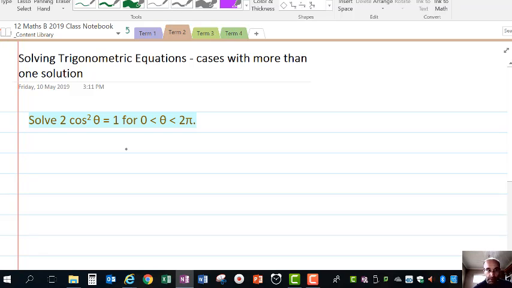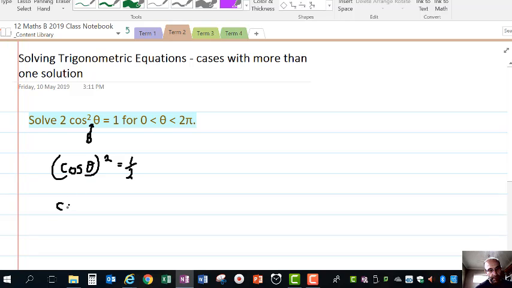Okay, so we're looking at some more trig equations now, cases that have more than one solution, or potentially more than one solution. We're solving 2 cos squared theta equals 1 for the domain stated, 0 to 2 pi radians. There's a b value of 1 there, so we don't have to make any substitutions. We need to rearrange first. So cos theta all squared equals a half.